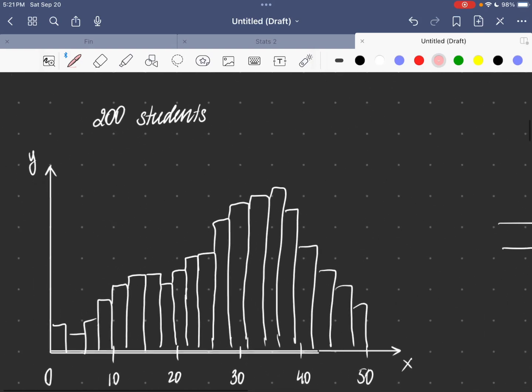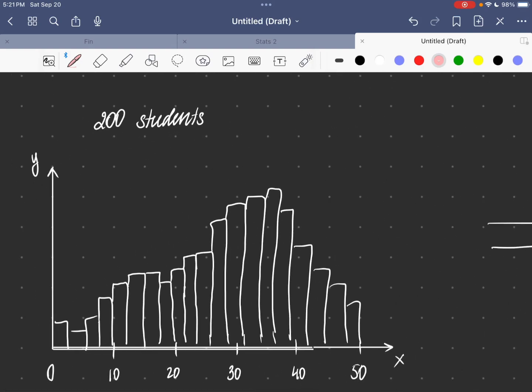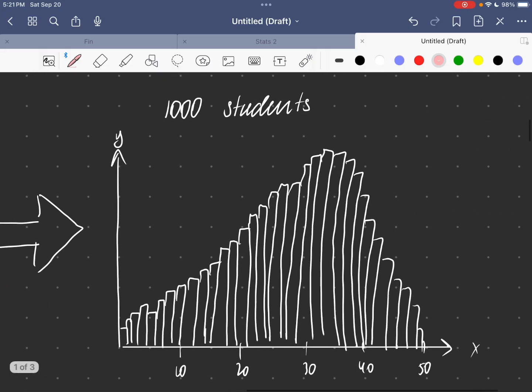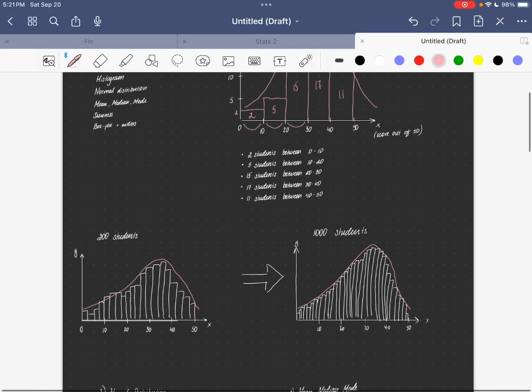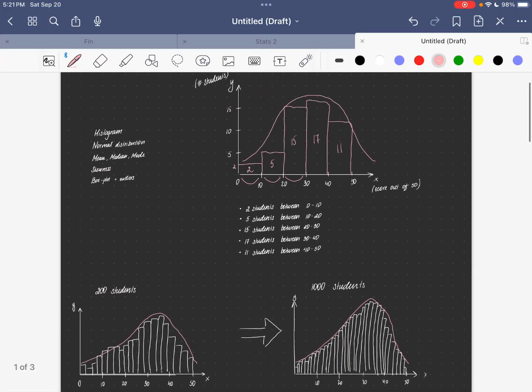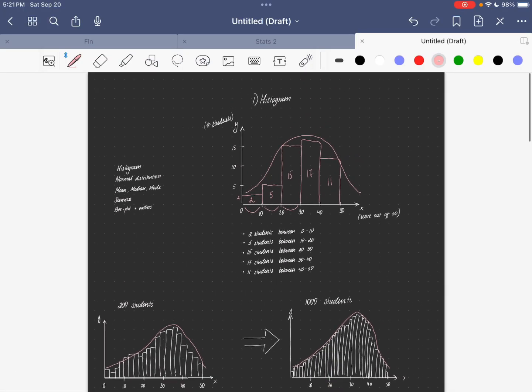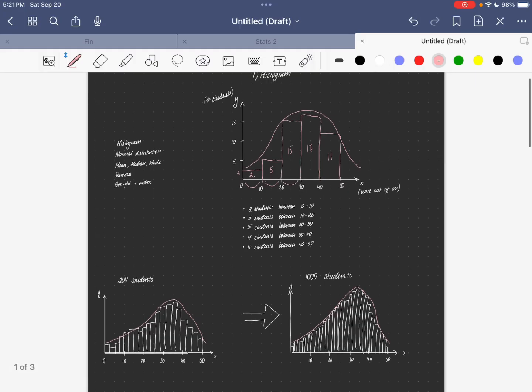Let's say we increase it to 200 students. And with all of that, our distribution will start looking like this. With more and more students that we add, our distribution will become clearer and clearer. And right here, imagine we have 10,000 students who took the exact same test out of 50. So our distribution looks almost like this. As you can see, the more you increase the sample size, the better the histogram allows you to see the data and the way it's distributed.